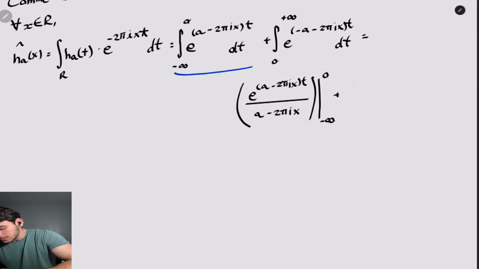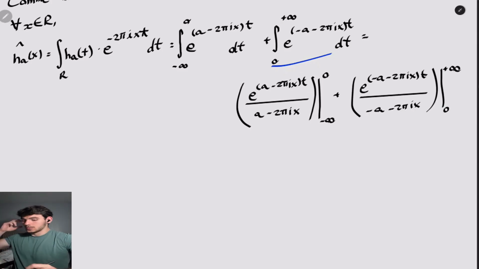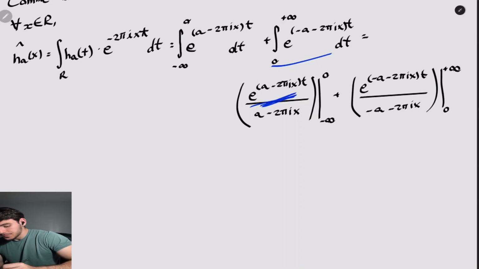And in the other one, we'll have the same exponential. So minus a minus 2 pi I x times t divided by the coefficient. And this is going from 0 to plus infinite. Okay. So here we have something particular. So let's analyze only this first.